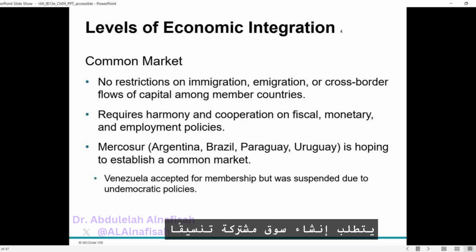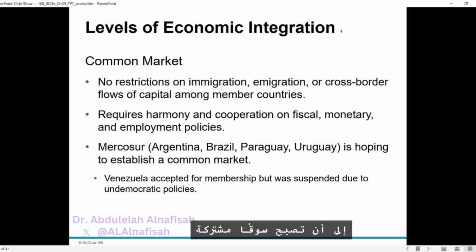Establishing a common market requires significant coordination in fiscal, monetary, and employment policies, which can be challenging to achieve. The European Union once operated as a common market, but has since advanced to greater integration. Mercosur, which includes Argentina, Brazil, Paraguay, Uruguay, and Venezuela, aspires to become a common market in the future.